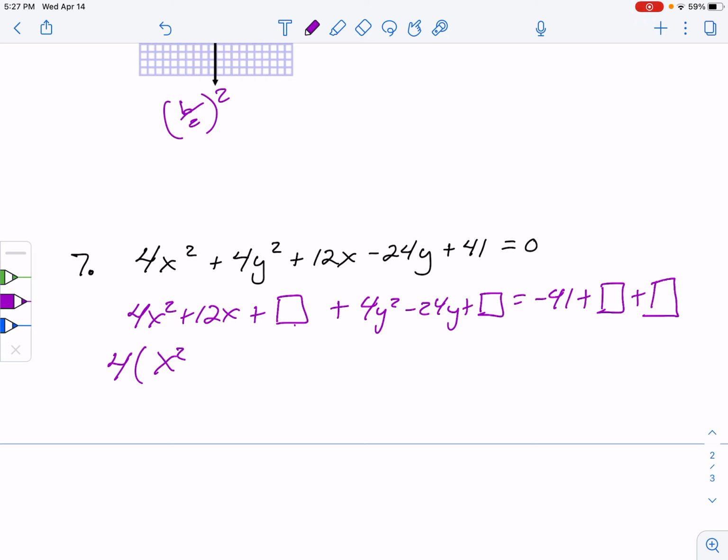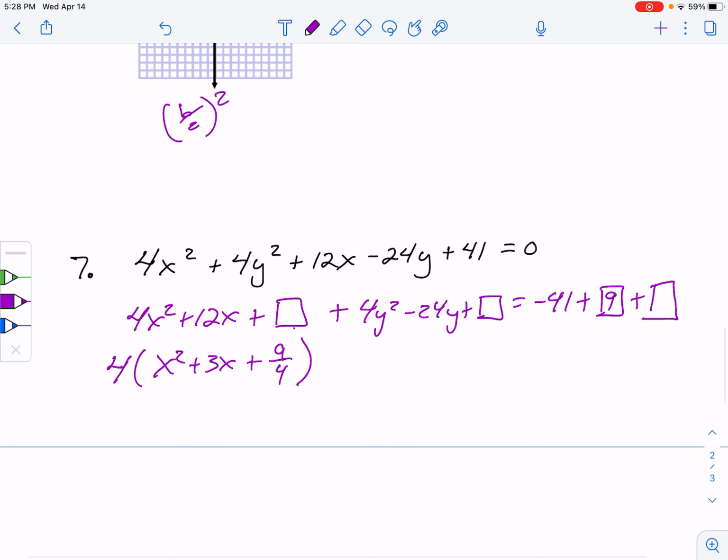So you get x squared plus 3x. Well, half of 3 is 3 halves. 3 halves squared is 9/4. Now I multiply 4 times that to fill this side in. So 4 times 9/4 is 9. Okay, over here I'm going to pull out the 4, and you get y squared minus 6y. Half of 6 is 3. 3 squared is 9. 4 times 9 is 36.